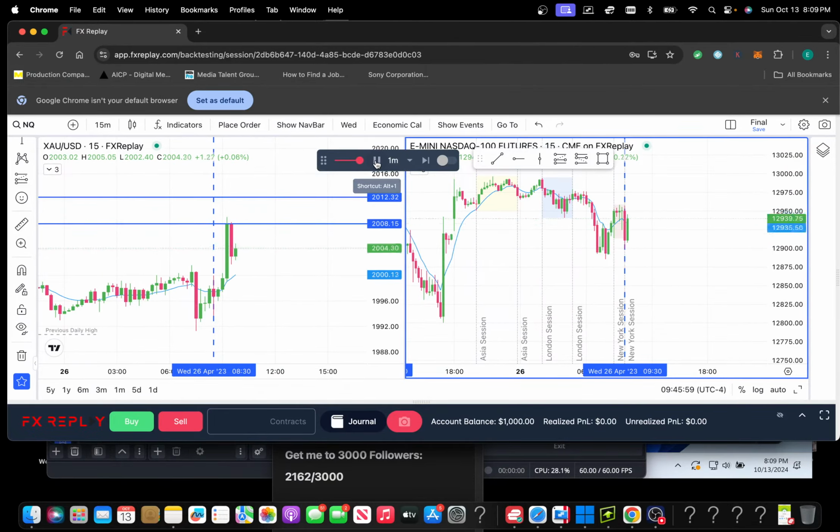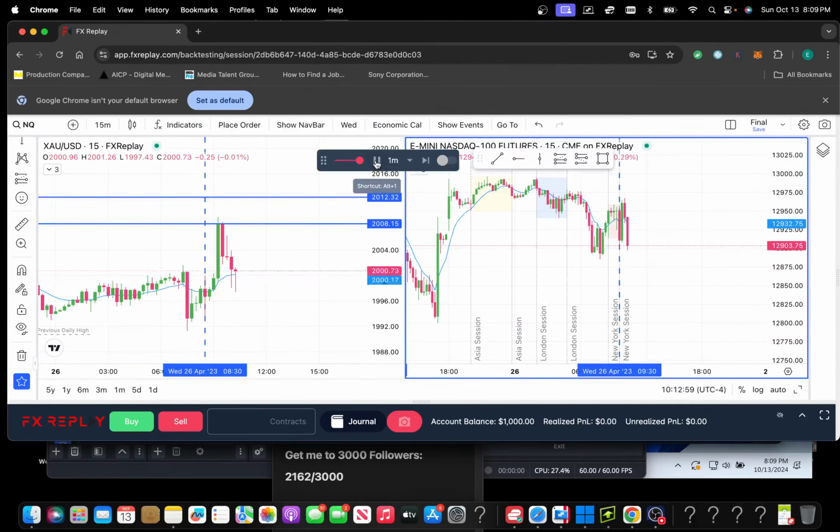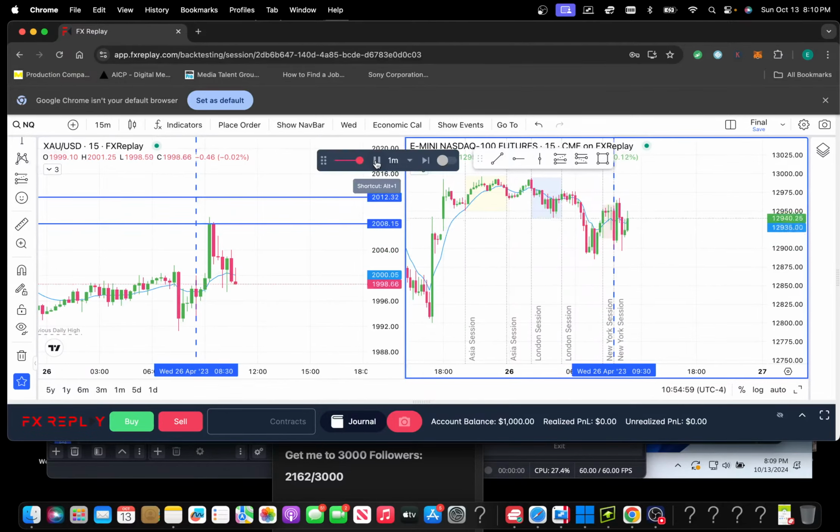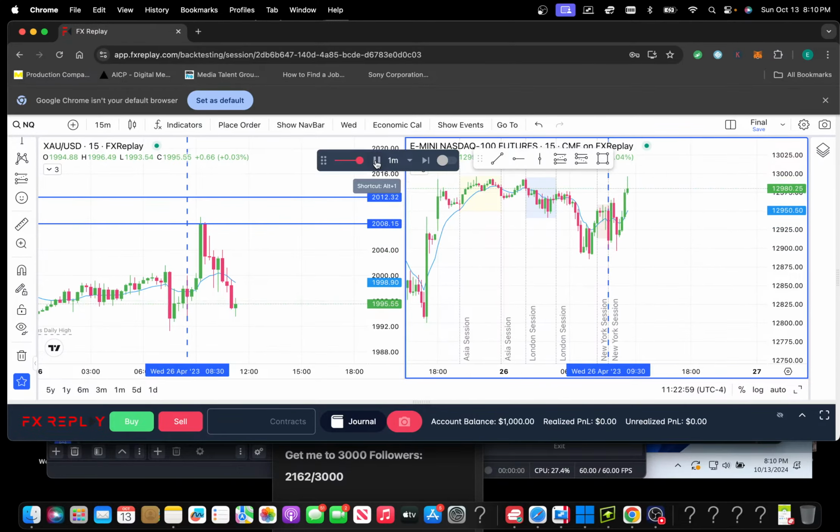Which price action is clear? I'm gonna stick with NQ though. I think I've already been trading ES for so long and then NQ for so long that I just know how they move.